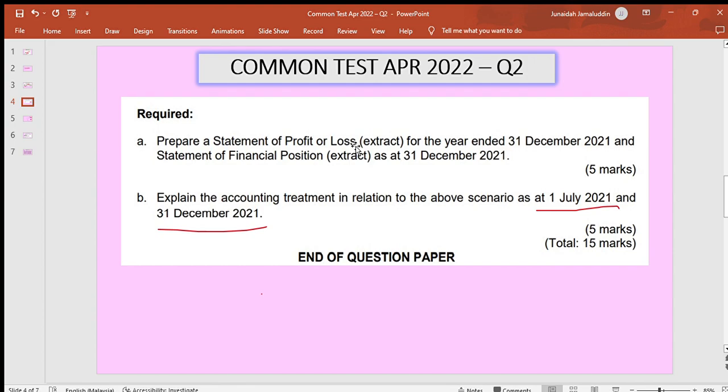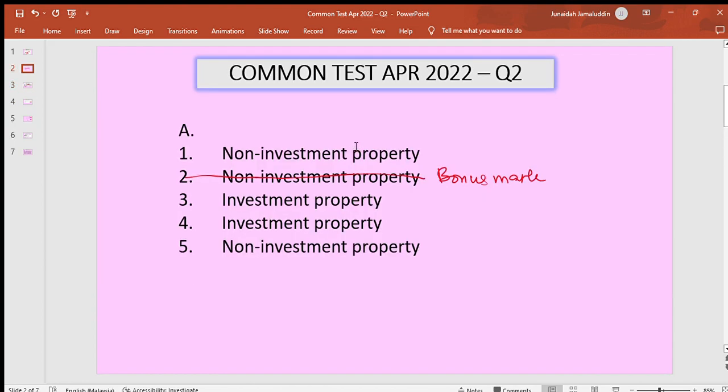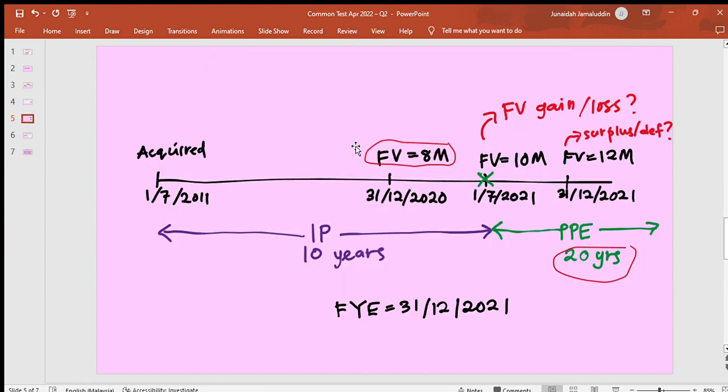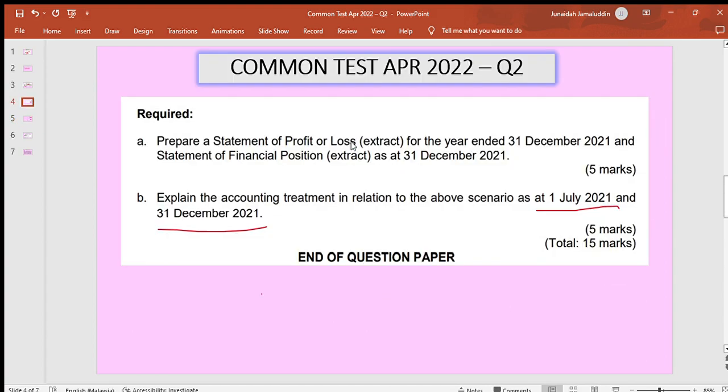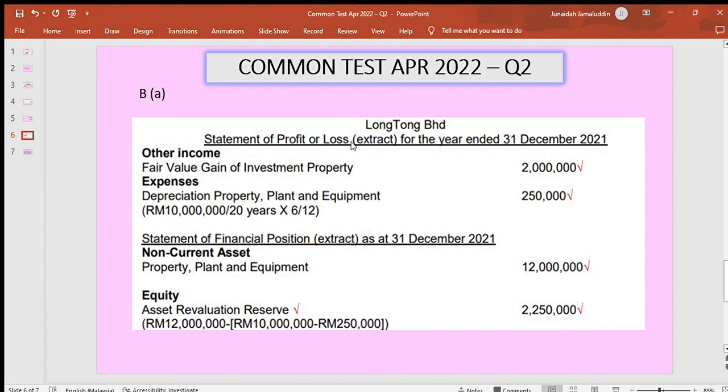So let's answer required A. Prepare SOPO extract for year ended 31st December 2021 and SOPI extract as at 31st December 2021. So 31st December 2021 is after the property has become PPE. So for the year ended 31st December 2021, the property has become PPE. How do we prepare the SOPO and SOPI as at that date? So this is the suggested answer.